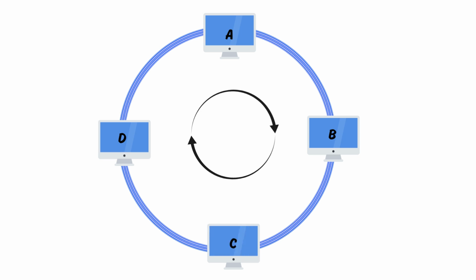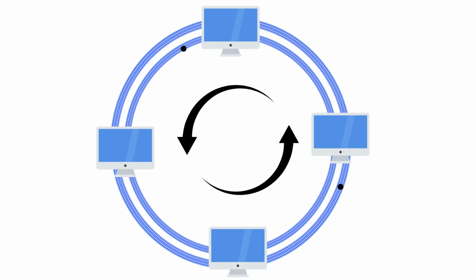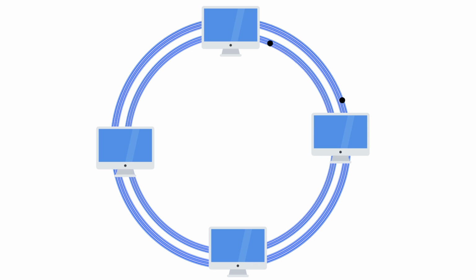While in bidirectional topology, the data can travel in both directions. It offers redundancy, which means that if one path fails, then the data can take another direction. This type of topology is more reliable but slightly more complex.